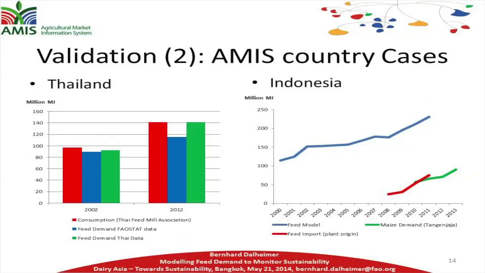And the Thailand validation brings directly in front of our eyes that our model is just as good as the data we have. We have detected some inconsistency between the data that Thailand is sending to FAO every year and the data that the Department of Livestock Development in Thailand is working with. So, in fact, when we compare our estimates using the Thai numbers with the consumption according to the Thai Feed Mill Association, we have a very good result.